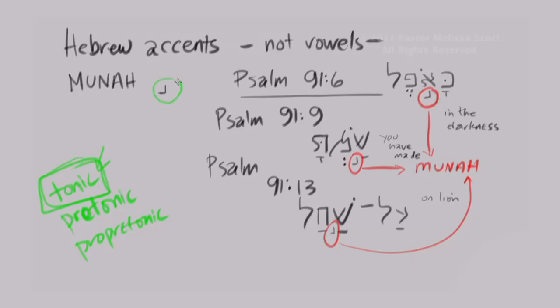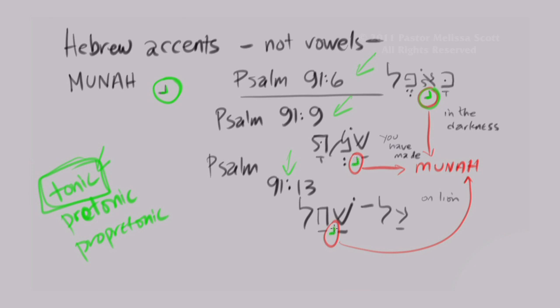So the first accent I would like you to just be familiar with, you don't need to memorize this. It's just something that you'll see in my writing. You might say, what is that? The first one I want you to know about is called a Munah. It's this little elbow that sits underneath, and I've given you some examples right out of our psalm. In Psalm 91, verse 6, I circled it, right here underneath, there is a Munah. And in verse 9, there's a Munah.